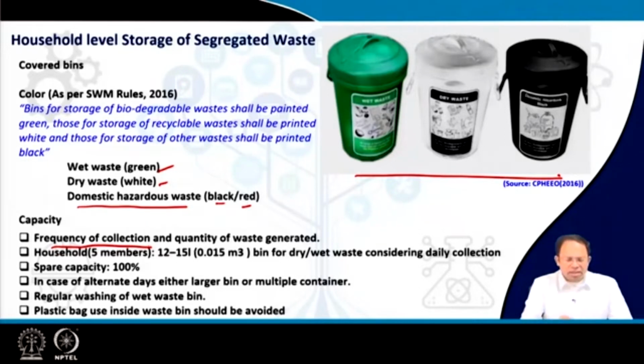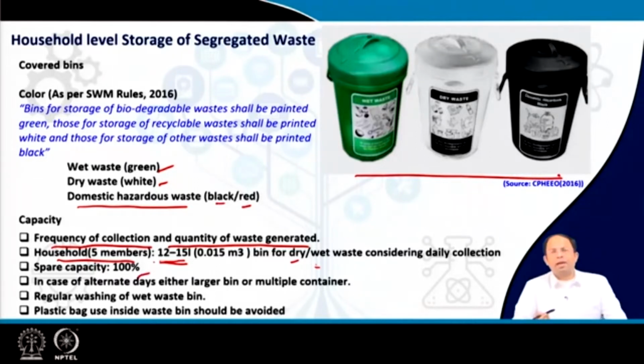The second is the quantity of waste generated per day by all the members of the household. That gives us the quantity for one day, and based on the frequency we can determine the overall capacity of that particular bin. For a household with 5 members, we find that the container should be 12 to 15 liters in capacity, which is about 0.015 cubic meter, for dry waste and wet waste separately. That means one container for dry waste and one for wet waste, each of 12 to 15 liters. There also has to be consideration of spare capacity.